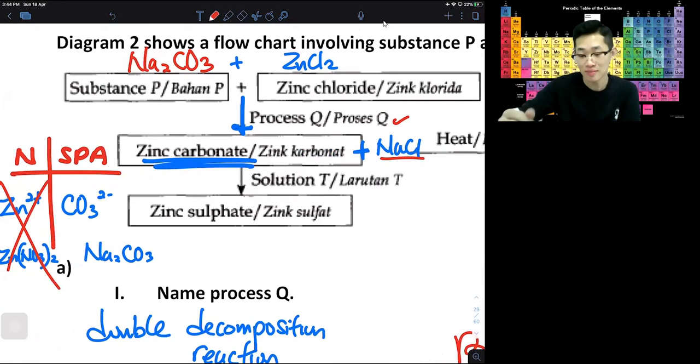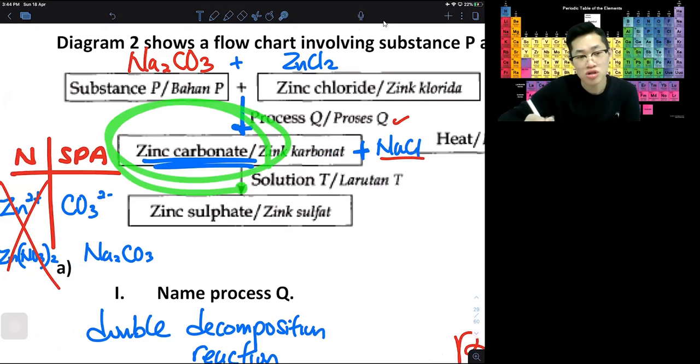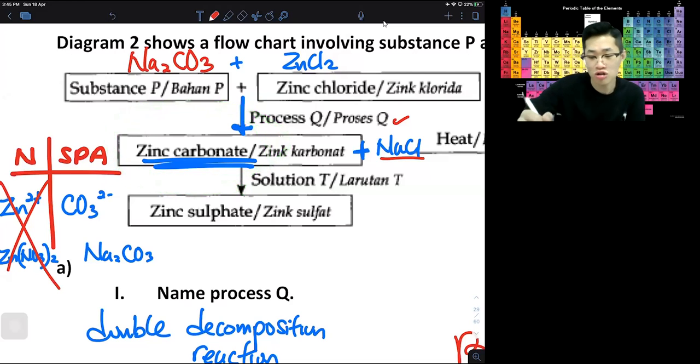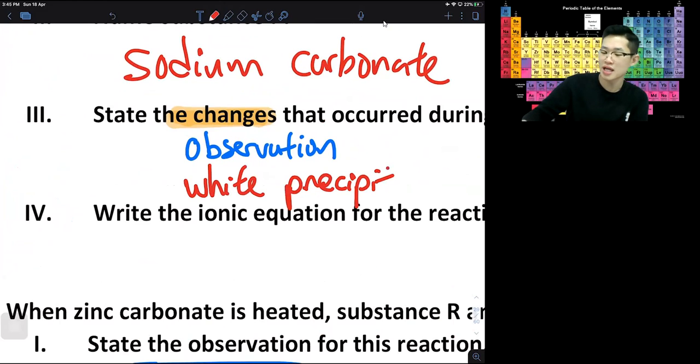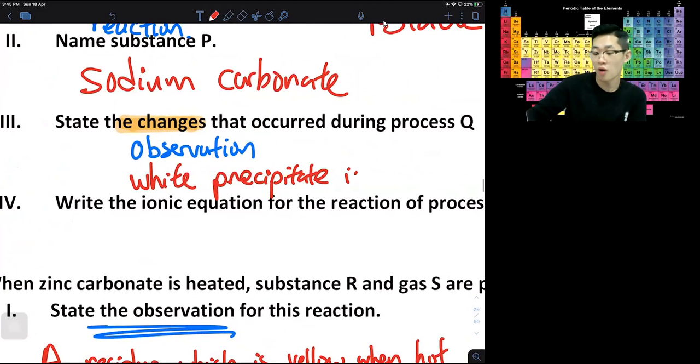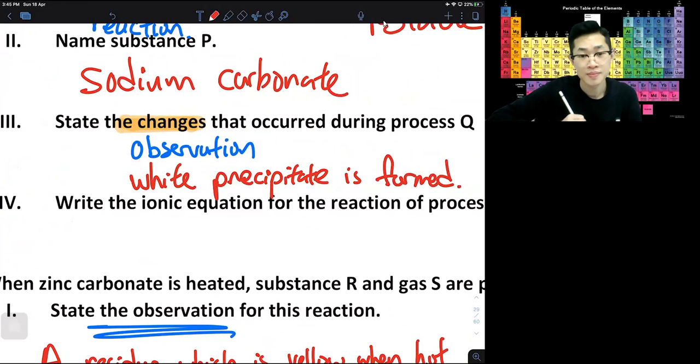It's like you can't see it. Zinc carbonate, color is white, but soluble or not? Insoluble. Insoluble white will be a white solid or white precipitate is formed. So always based on your equation, the product, you tell the color.